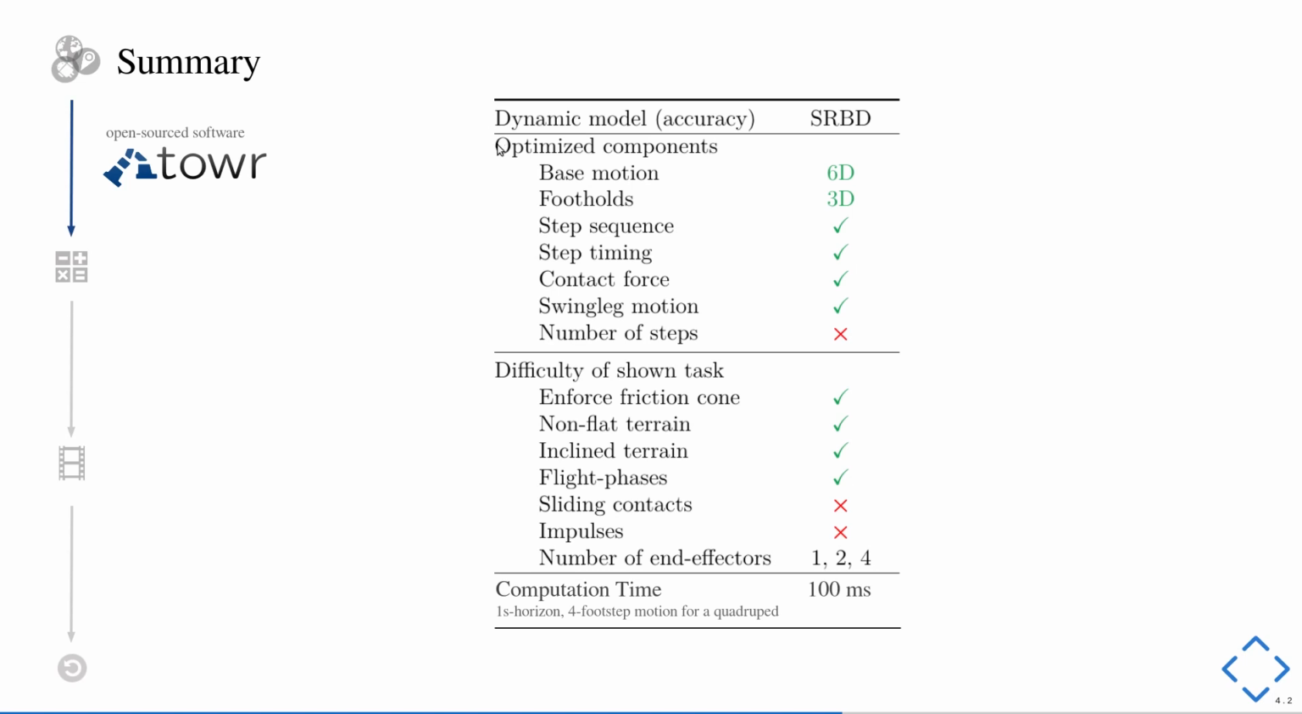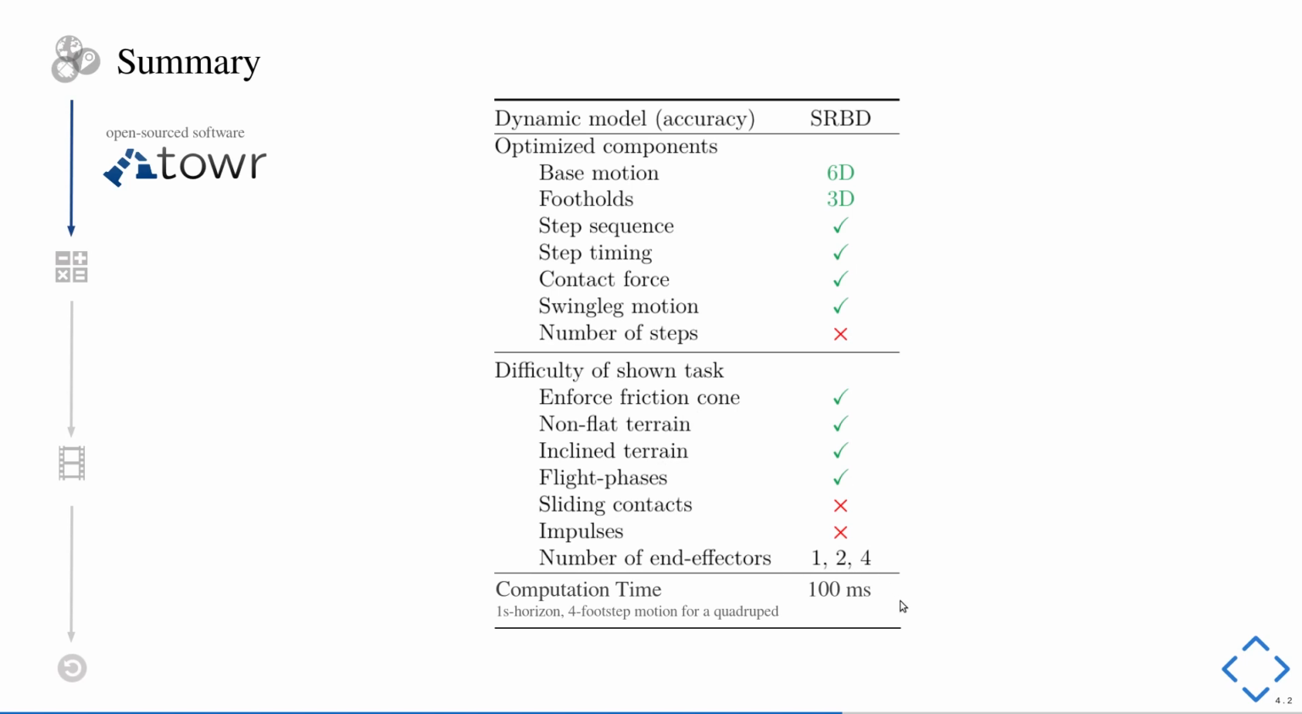We try to keep the search space as open as possible by optimizing over the 6-dimensional base motion and the 3-dimensional foothold motions, and we do not fix the step sequence, the step timings, or the contact forces or the swing leg motion in advance, but allow the solver to determine all of these to best solve a given task. And this allows us to generate some complex motions on non-flat and inclined terrain, including flight phases, for robots with a number of end effectors: 1, 2, or 4 legs.